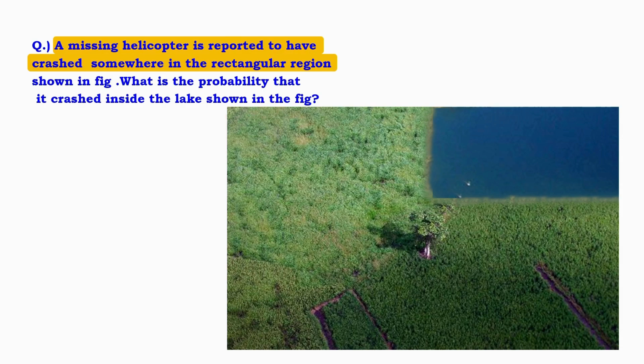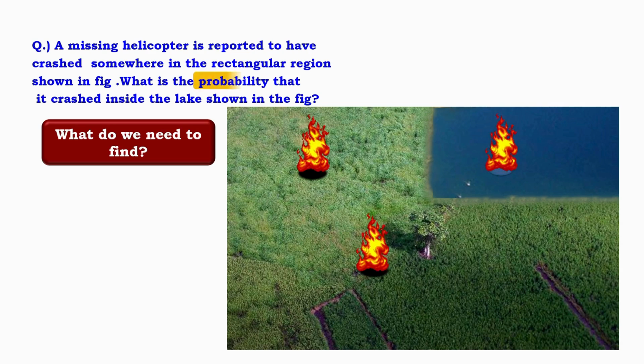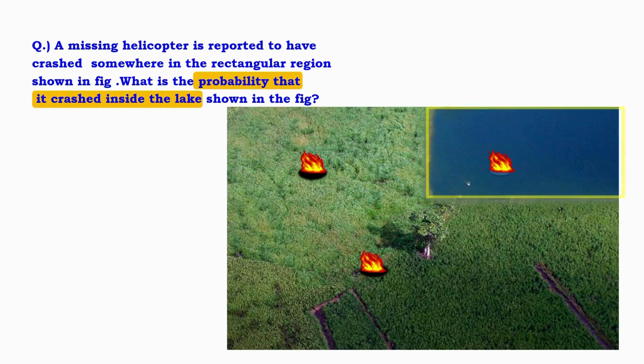So a missing helicopter is reported to have crashed somewhere in the rectangular region. So let us take a look. So it crashed somehow in the rectangular region. Now what do we need to find out? We need to find out the probability that it crashed inside the lake. Right?